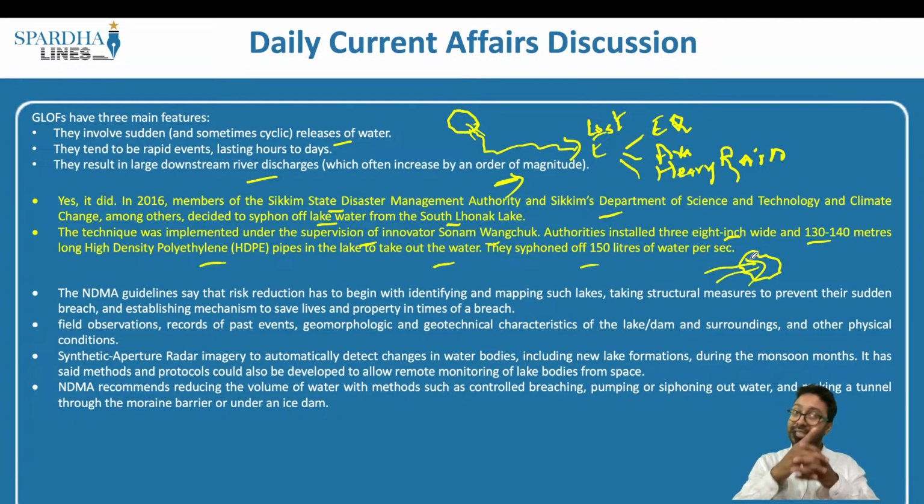Now the question is disaster management. When we speak about disaster management, what we have to focus on is the Disaster Management Authority as envisaged in the Disaster Management Act of 2005. The NDMA guidelines say that risk reduction has to begin with identifying and mapping such lakes, taking structural measures to prevent their sudden breach, and establishing mechanisms to save lives and property in times of a breach.